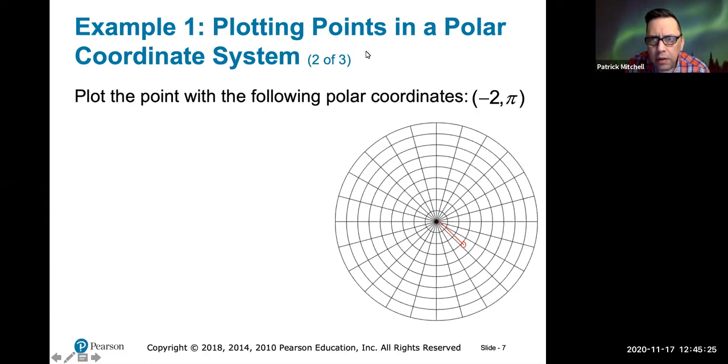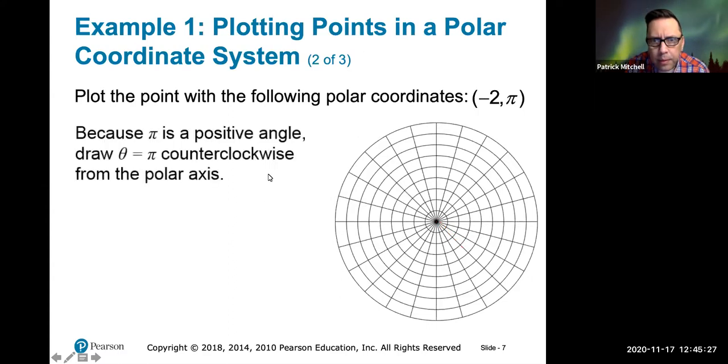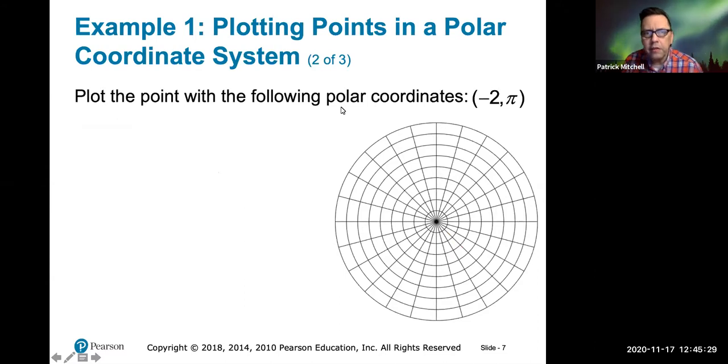Okay, let's get rid of this now because that's not lined up. Oh, okay, so this is a new problem. Plot the point with the polar coordinates -2, pi. All right, so let me get my line tool up here. Notice that r is negative, so that's going to be a little different.